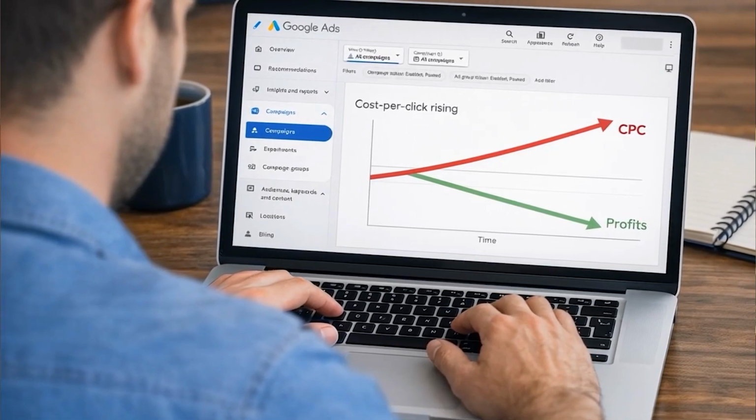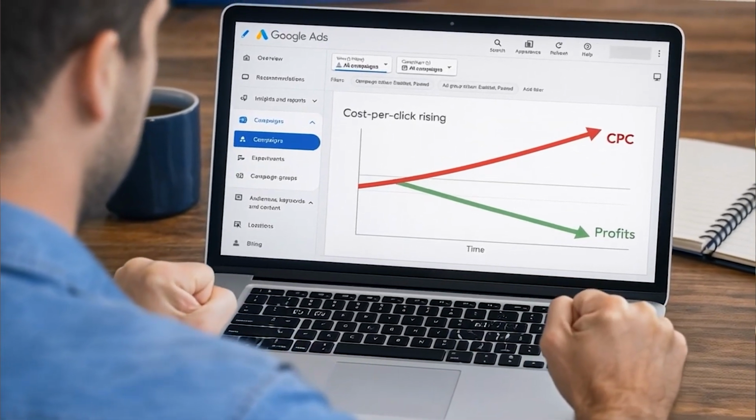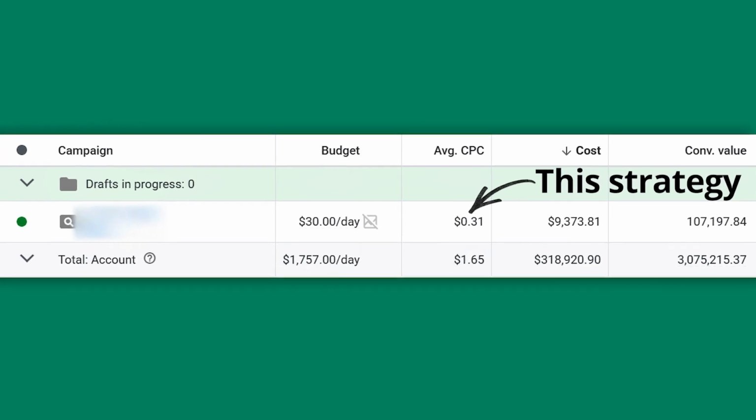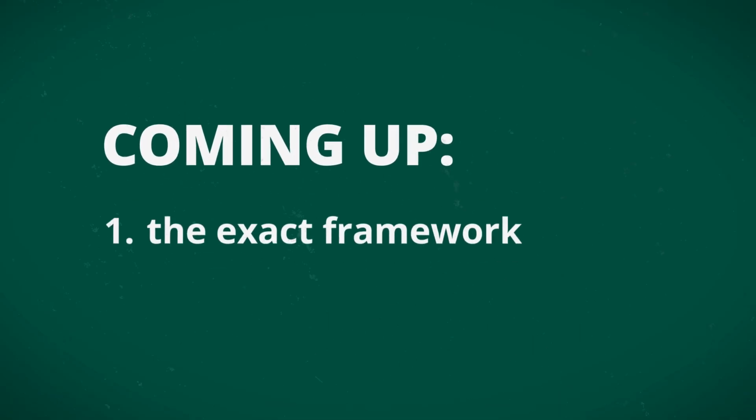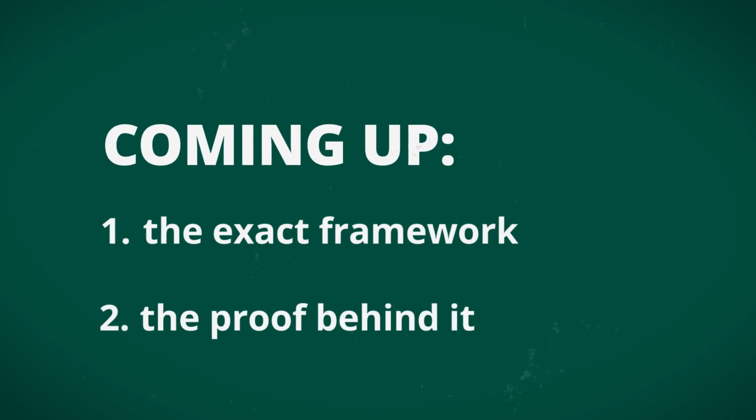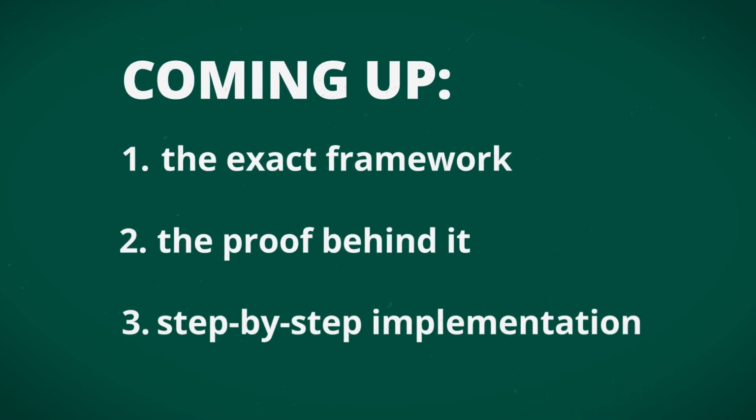If your Shopify store is getting crushed by high Google Ads cost per clicks, this new strategy does the opposite. I've used this to lower cost per click by 500% and scale profitably. So in this video, I'll show you the exact framework, the proof behind it, and how you can implement it step by step in your own account.